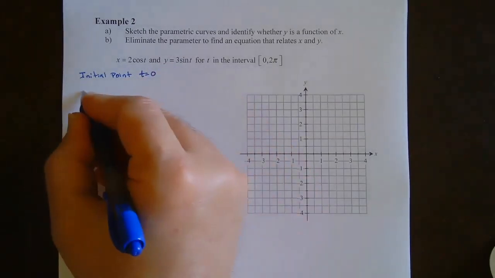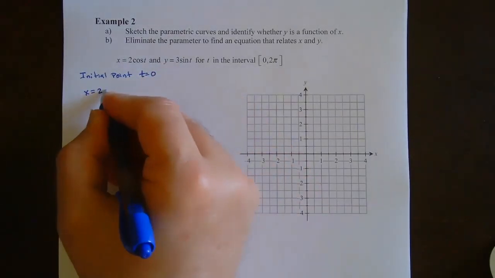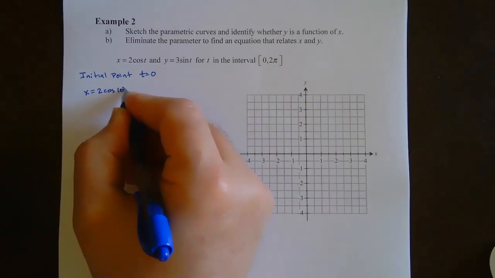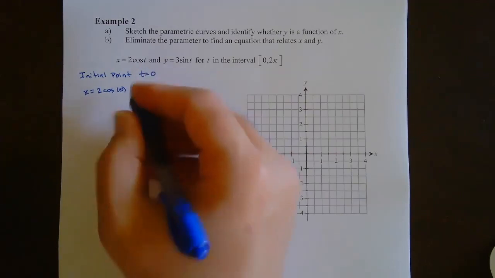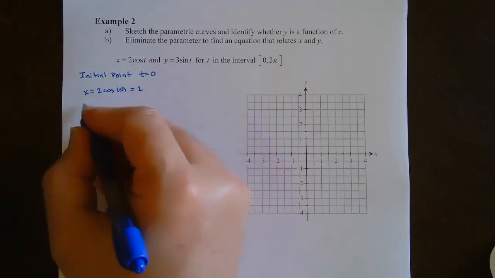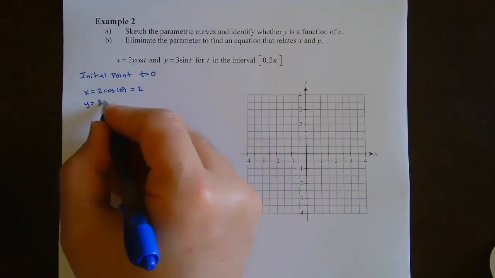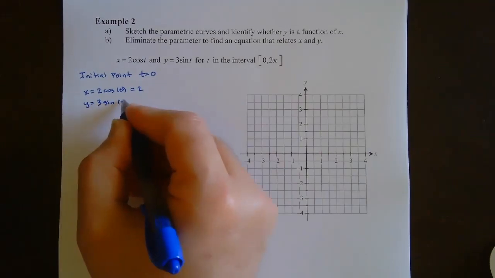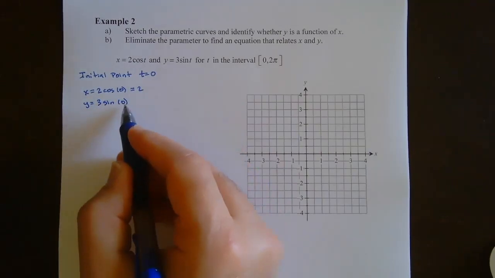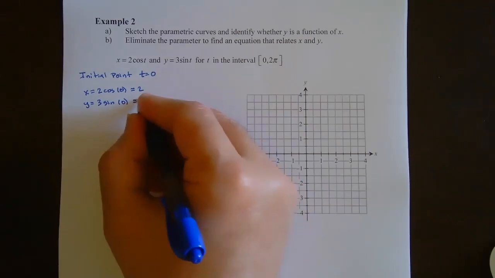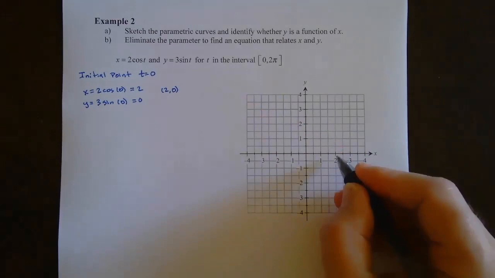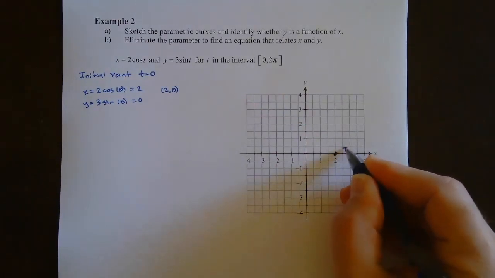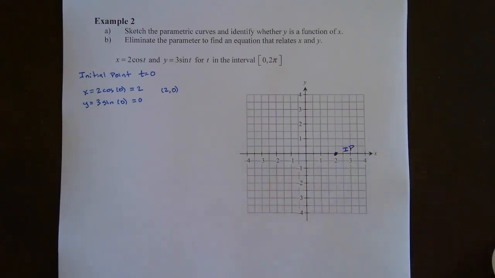Okay, and that would be x is equal to 2 cosine of 0. Now, cosine of 0 is 1, and 1 times 2 is 2. So the x coordinate would be 2. And the y would be 3 sine of 0, and sine of 0 is 0, so 0 times 3 is 0. So the initial point is 2 comma 0. That would be this point right here. And that's my initial point.